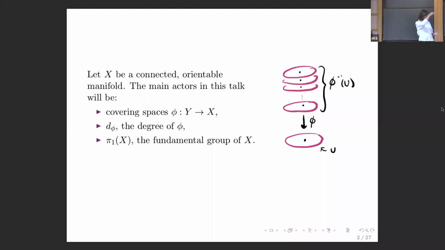A manifold is a covering space if around each point there's a neighborhood such that the pre-image of the neighborhood is the proverbial stack of pancakes, right? A disjoint union of copies of that neighborhood, where the number of copies is independent of the neighborhood you choose. And we call that the degree of the map, so the size of the pre-image of a given point.